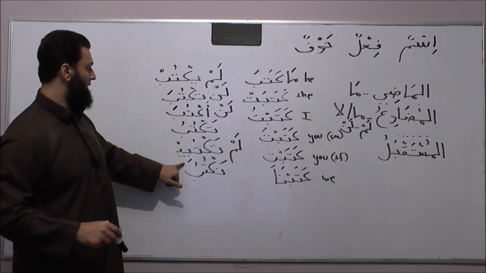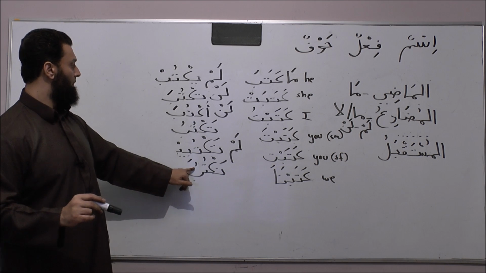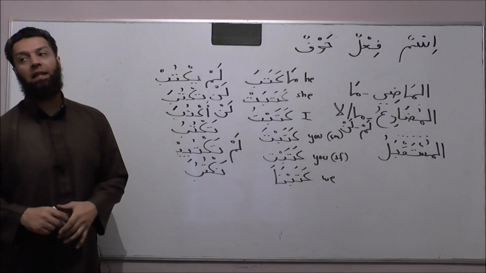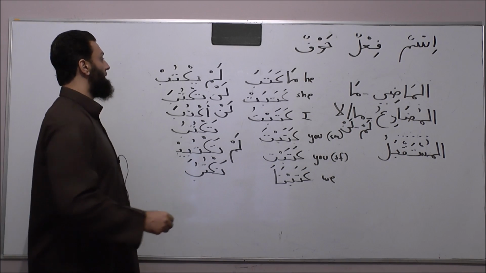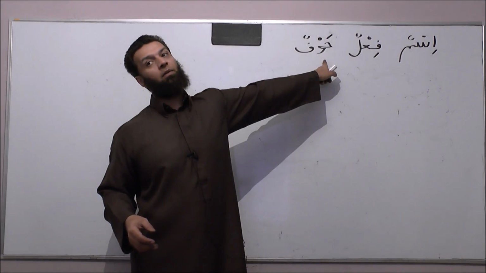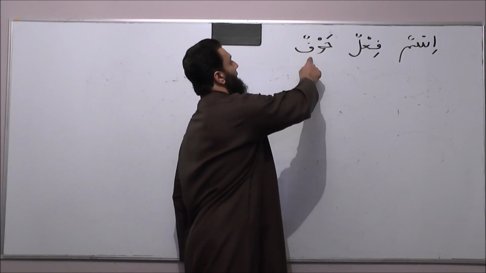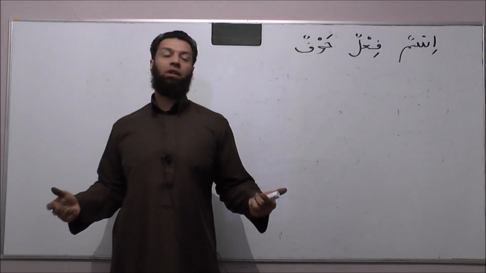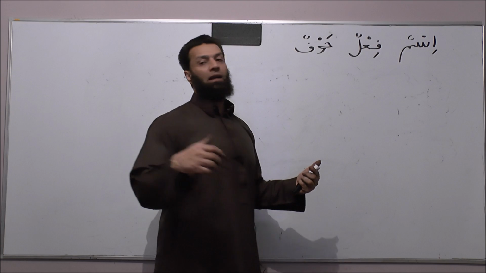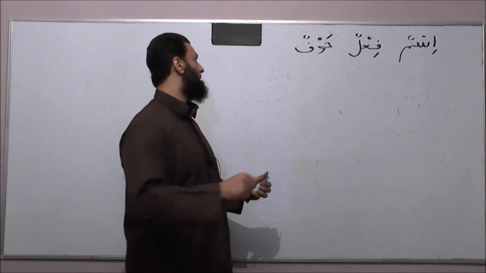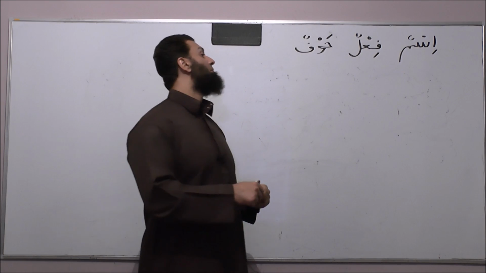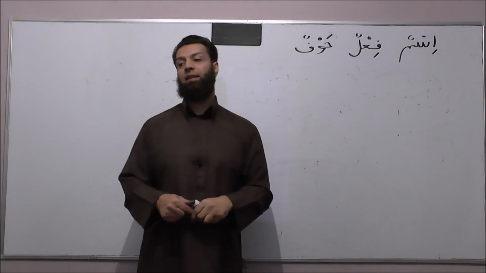We have the raf'un state left alone, naktubu. We have the jazmun state when preceded by lam. So we have three possible states on al-mudari'u. Third and the final type of word in Arabic is a harfun. Harfun literally in English means a letter. In Arabic we have two types of letters. We have what we say haruful mabani and haruful ma'ani.